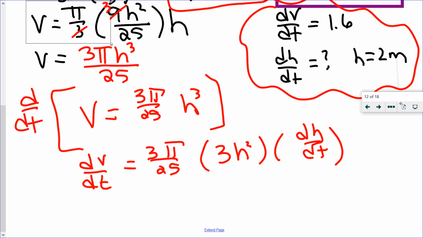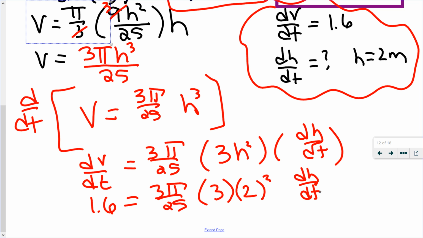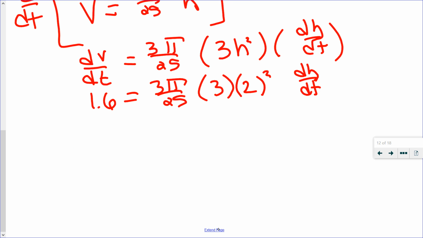And now I'm at the point where I can substitute in my known values. So dV by dt is 1.6. 3 pi over 25 times 3 times height squared, height is 2, and then there's my unknown variable, dh by dt. Okay, to make this a little bit easier, since I have 1.6, which is a decimal, and I have fractions, I'm just going to write 1.6 as a fraction. So of course 1.6 is 16 over 10, which in lowest terms dividing by 2 is 8/5. So I'm just going to write this as 8 over 5.